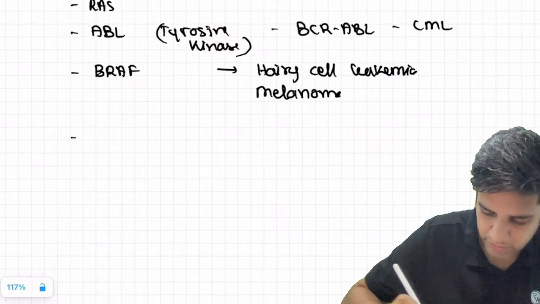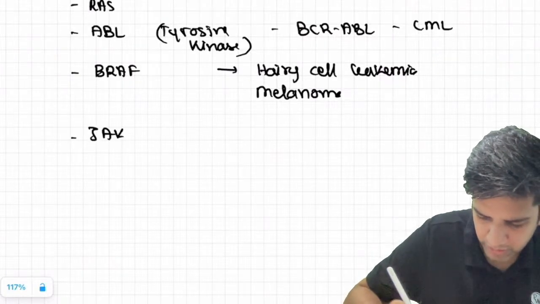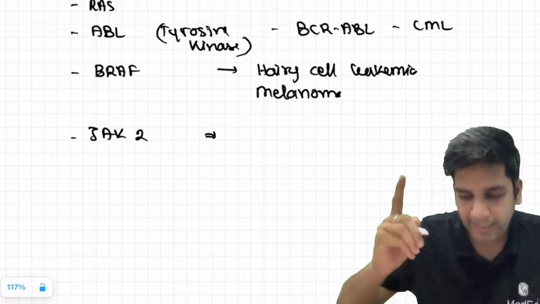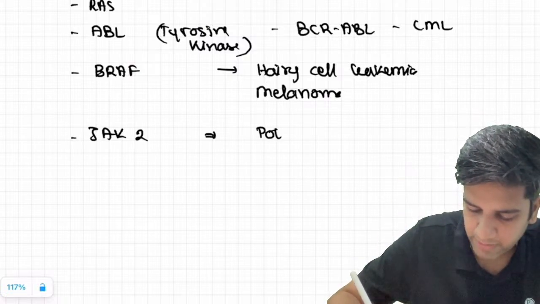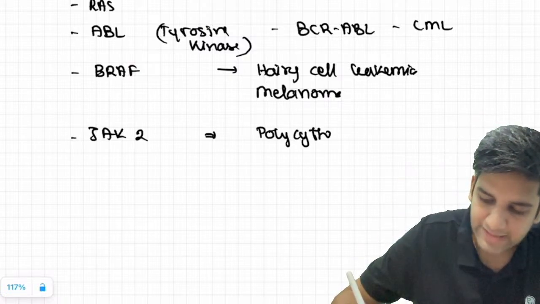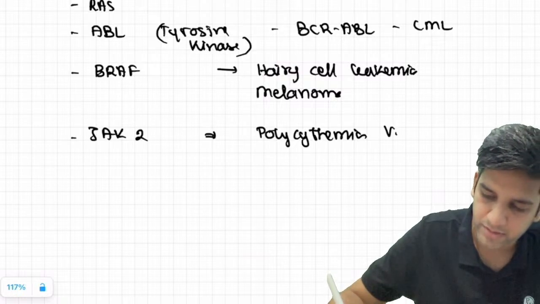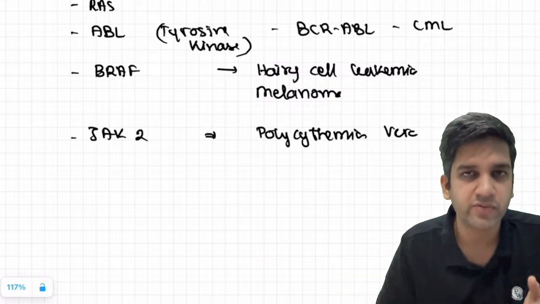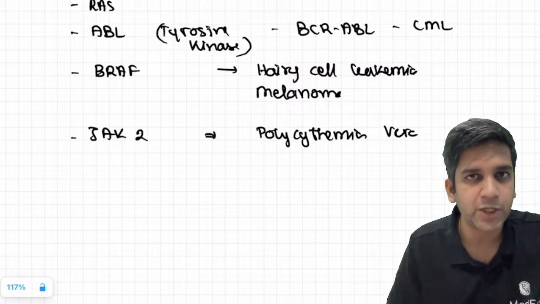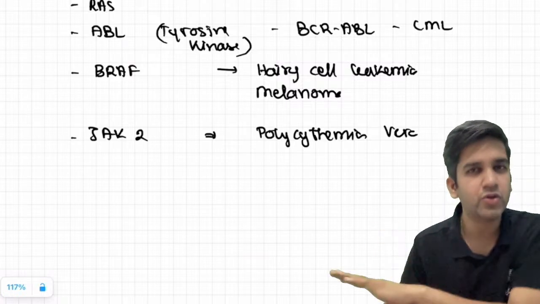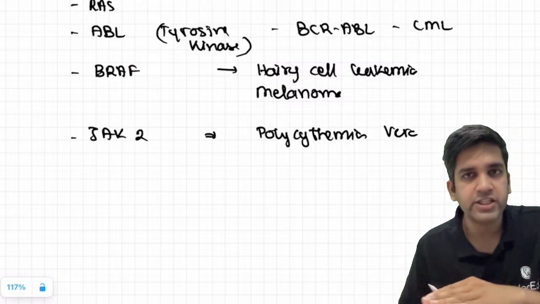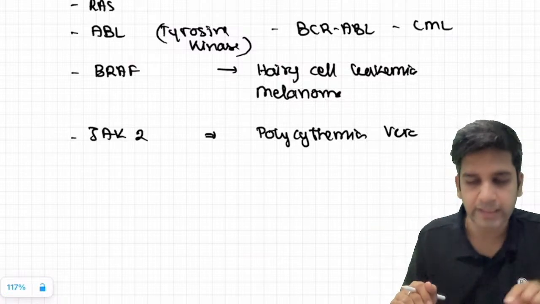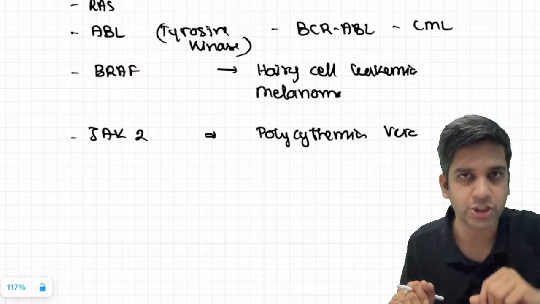Next, JAK2. JAK2, or JAK-STAT, is also a signal transduction protein. Again, don't forget only one: polycythemia vera. Polycythemia is a tumor of RBCs, right? Vera is first. So polycythemia vera and a few myeloproliferative disorders. If you look at Robbins, it will be written as myeloproliferative disorders. When you go to WBC neoplasms, polycythemia vera is one subtype of myeloproliferative disorders. It won't be difficult for you at all, right? This is with respect to signal transduction proteins.